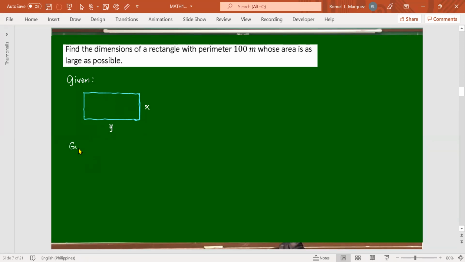What's the goal, guys? What's the goal? If you let A be the area, then our goal is to maximize the area. Am I correct, guys? Children?